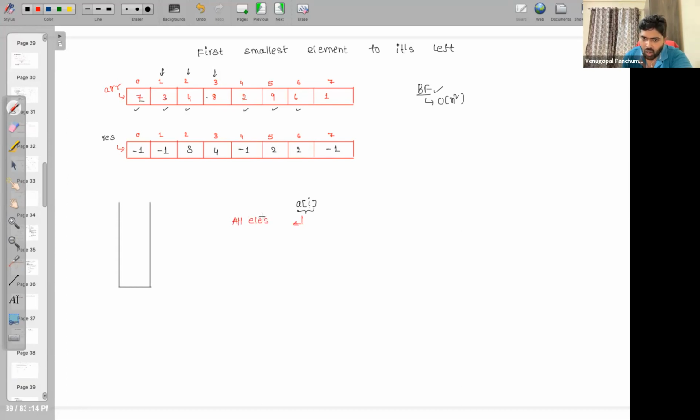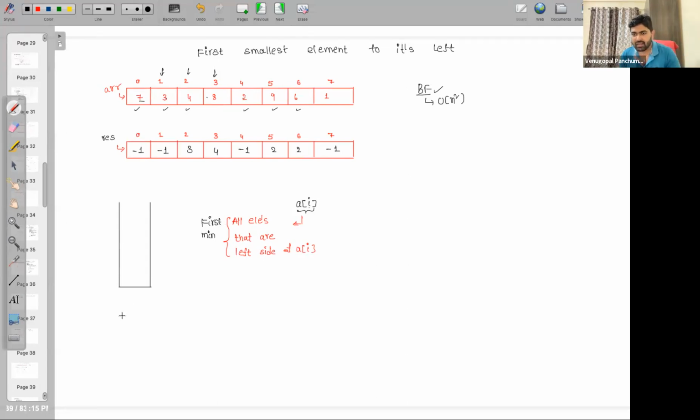First of all, let's see all the elements that are on the left side of I in the array. Among all those elements, we need to find the minimum element. We want the closest minimum, or the first minimum, I would say. That is what my question is.